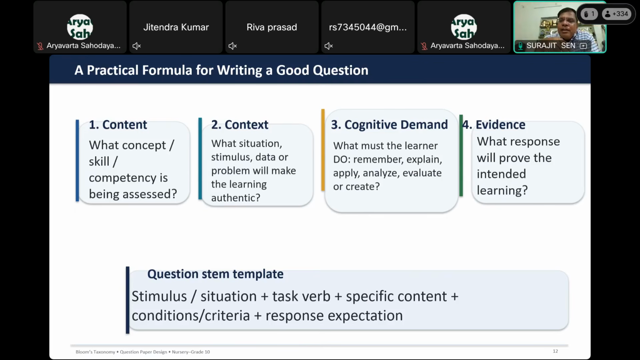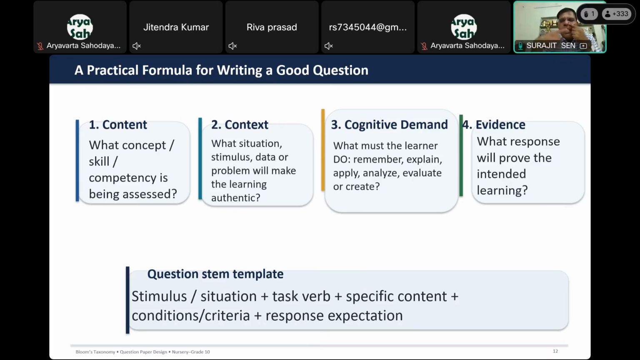The cognitive demand: what must the learner do? Remember, explain, apply, analyze, and evaluate or create. So how much cognitive demand is there? You have to decide how much the student can respond according to the learning capacity developed during the learning time, in order to get the learning outcomes. And the evidence: what response will prove the intended learning? So these 4 steps you have to keep in mind: content, context, cognitive demand, and evidence.